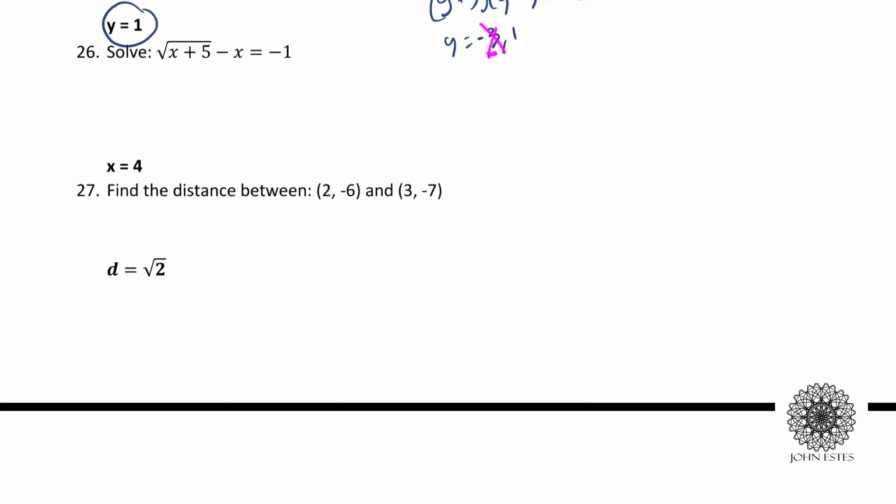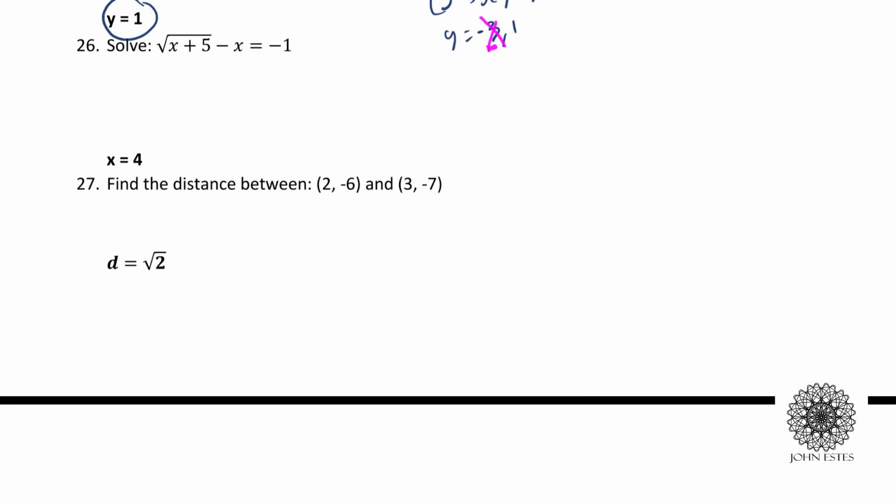Okay, going on to 26. This time I have a square root involved. So what you want to do is isolate your radical. So I'm going to have the square root of x plus 5 equals x minus 1. From there I can square both sides. So the square root of x plus 5 squared is just x plus 5.